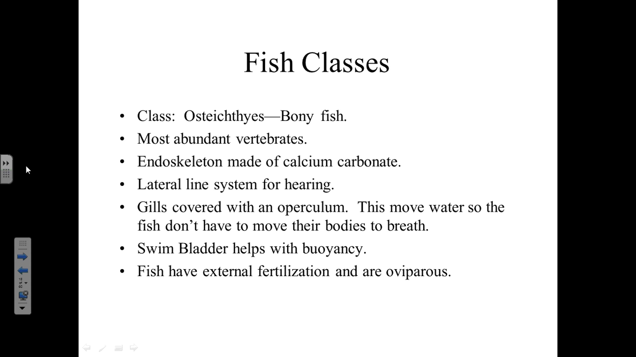so that the fish aren't always having to what? Swim. It saves energy. They have a swim bladder, which helps them to float. And a lot of scientists think that the genes that coded for this swim bladder mutated to become what? Lungs. Fish have external fertilization. They lay the eggs outside the body and they get fertilized. They're oviparous, which means they lay eggs.